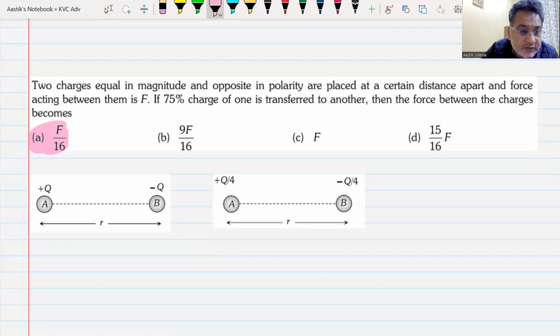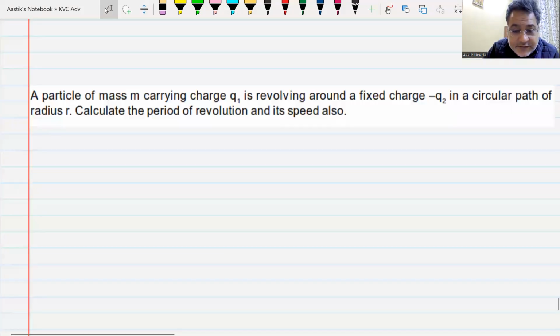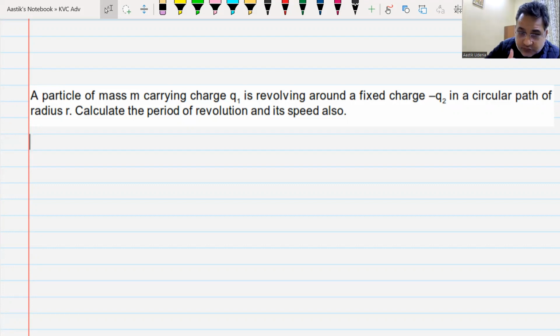Let me move on to the next question. Again, we have done the same question in gravitation, but we have forgotten it. That is why I did not do electrostatics just after gravitation, because I knew that you would forget. A particle of mass m and charge q1 is revolving around a fixed charge minus q2 in a circular orbit of radius r. Calculate the time period and the speed. Speed is under root K Q1 Q2 by M into R.